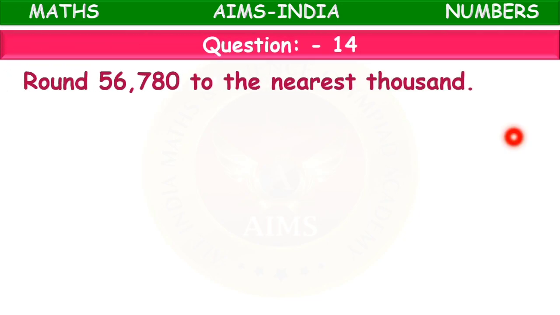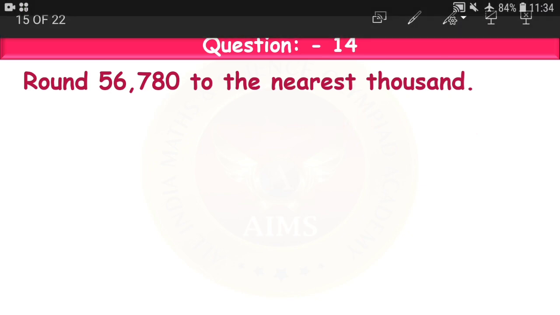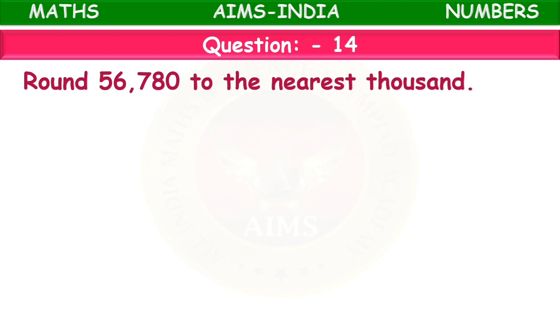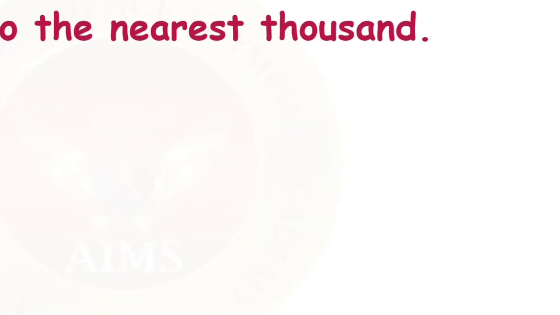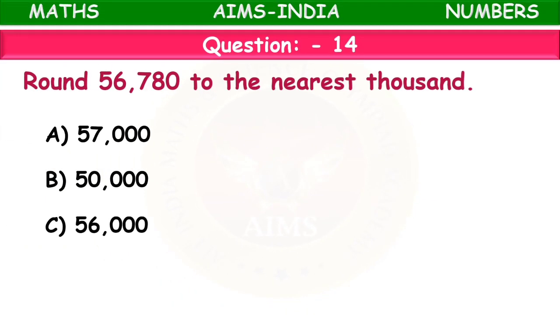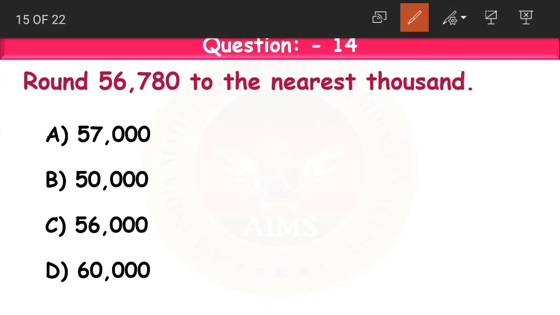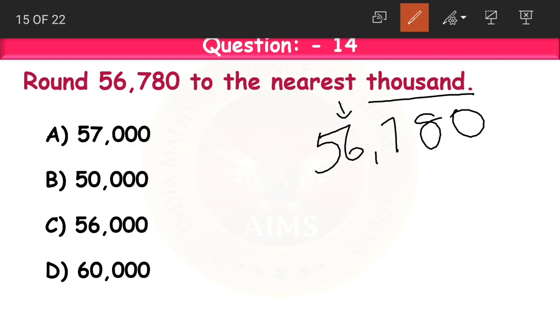Question number 14. Round 56,780 to the nearest 1000. Option A, 57,000. B, 50,000. C, 56,000. D, 60,000. Again we have the number 56,780. For rounding off to the nearest 1000, we look at the digit in hundreds place. It is 7. That is greater than 5. So we round up.